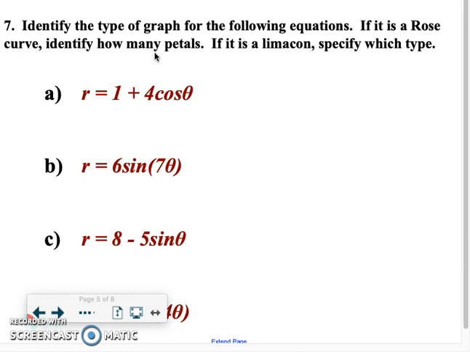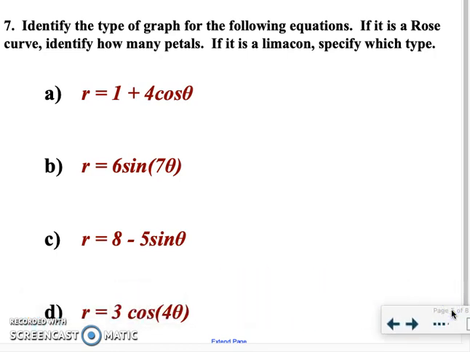If we're multiplying all the way through, we know that it's going to be a limacon if we're adding or subtracting, finding some kind of a sum or difference in there. So more specifically, if it's a Rose curve, we're also supposed to comment on the number of petals. So for instance, part B, we know that this is going to be a Rose curve. And again, I'm saying that because as you can see, there's no addition or subtraction. It's all multiplication all the way through.